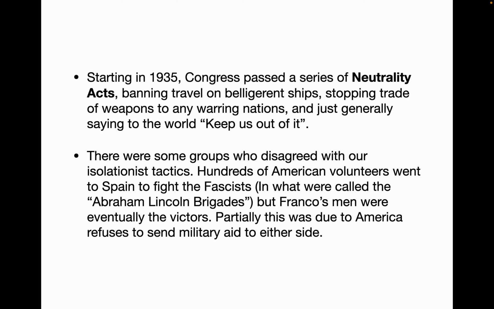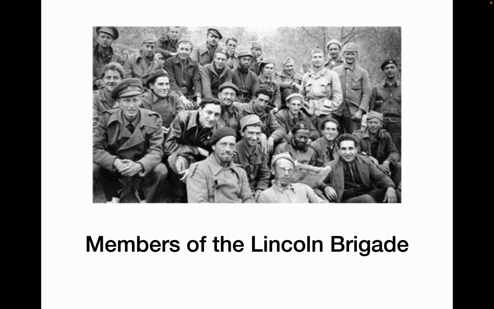There were some groups who disagreed with our isolationist tactics. There were hundreds, even thousands possibly, of American volunteers who went to go fight the fascists in Spain without the approval of the U.S. government. They were called the Abraham Lincoln Brigades. But in the end, Franco and the Spanish fascists were the victors in that war. Partially, this was due to America refusing to send military aid to either side, and so Franco was able to defeat the Spanish government because we weren't really helping them out militarily. So here are some members of the Abraham Lincoln Brigade.